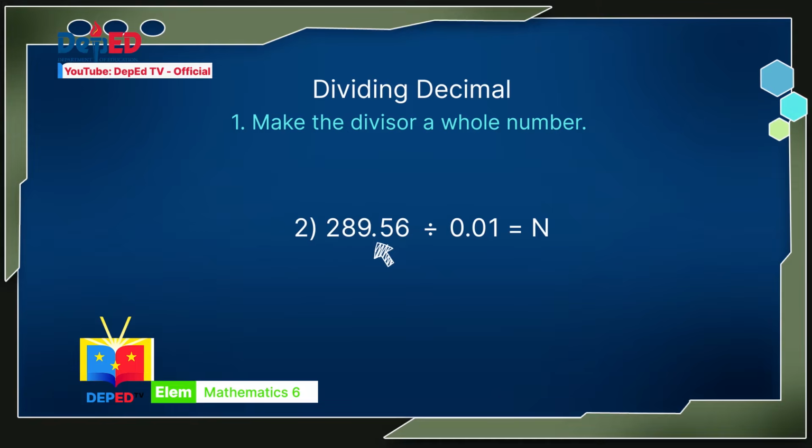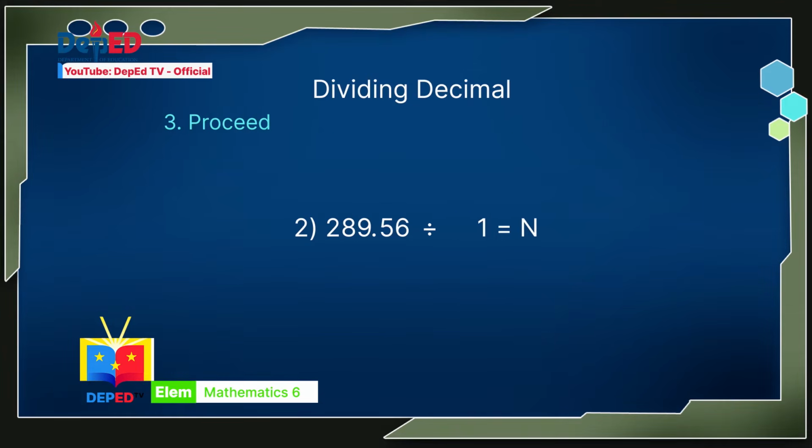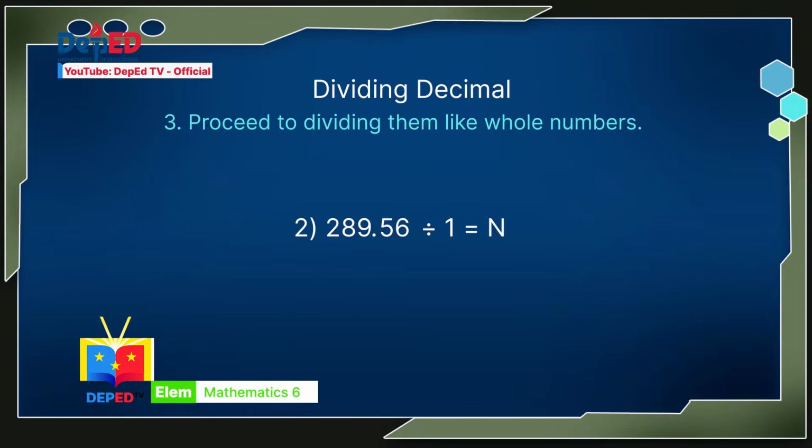In example number 2, we need to multiply the divisor by 100, moving the decimal point 2 places to the right to make it a whole number. Next, we need to do the same to the dividend, moving the decimal point 2 places to the right also. So, what is our new equation? Right! Our new equation is 289 and 56 hundredths divided by 1, which is equal to 289 and 56 hundredths.